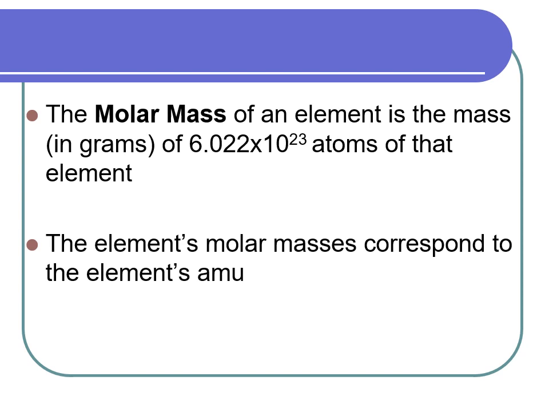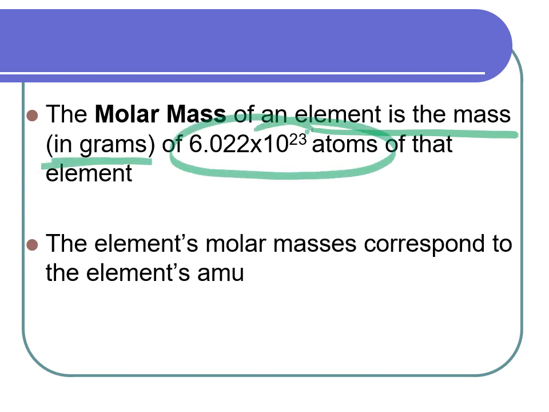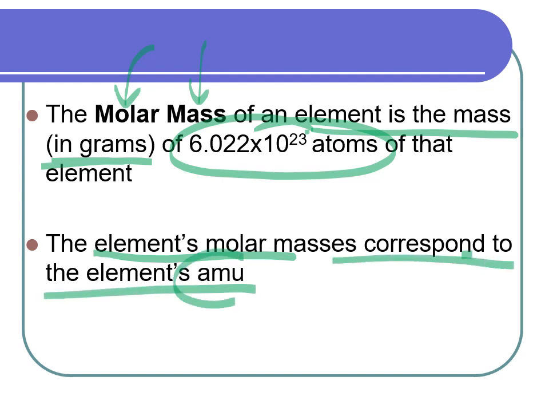So this is the mass in grams of a mole of atoms for that particular element. If you had a mole of these atoms, how much it weighed, that is the molar mass. So the mass of a mole of whatever it is you're talking about is the definition of a molar mass. So an element's molar mass corresponds to the element's atomic mass units. The relative weighting is going to be the same.